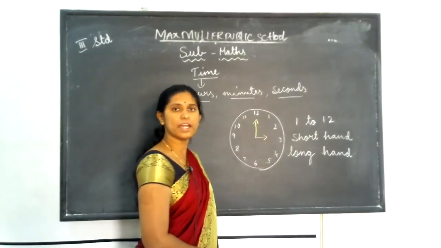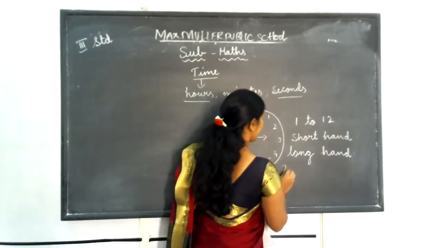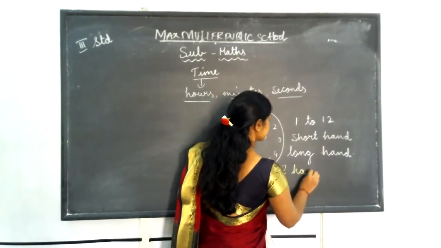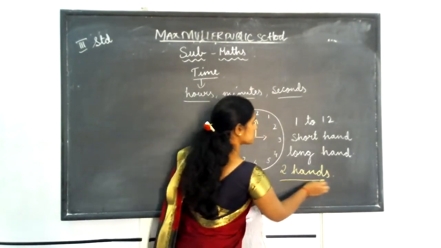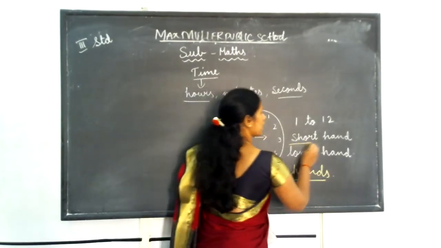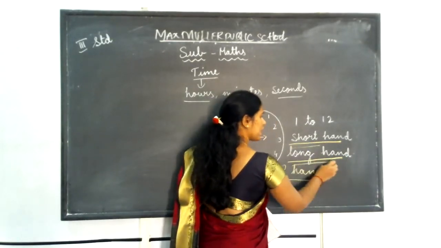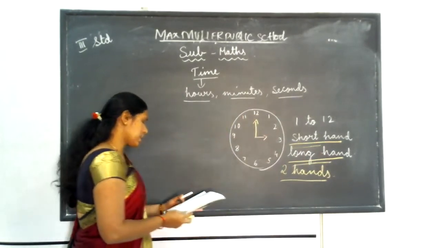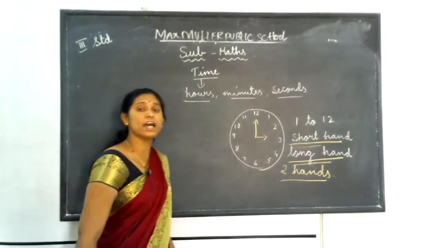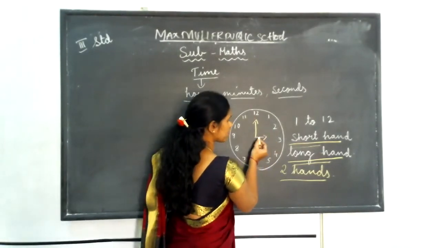We have how many hands in a clock? A clock has 2 hands. Which are those? Short hand and long hand. What work will the short hand do? Let us see. See here. The short hand is the hour hand.